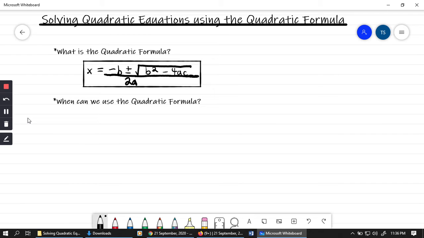Negative b, plus or minus square root, b squared minus 4ac, all over 2a. One more time. Negative b, plus or minus square root, b squared minus 4ac, all over 2a.